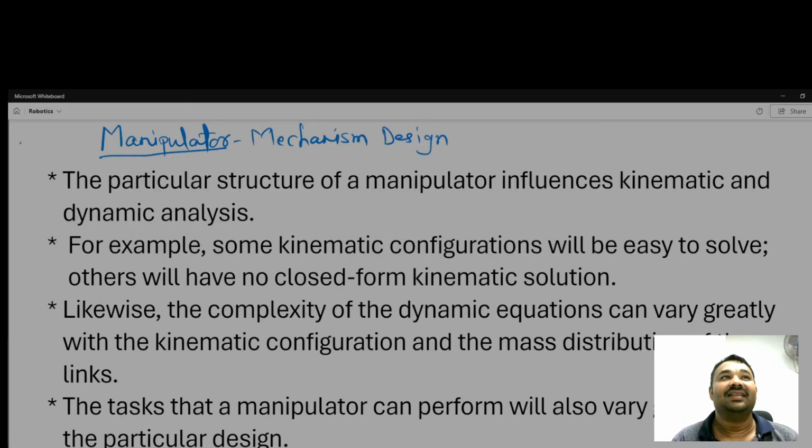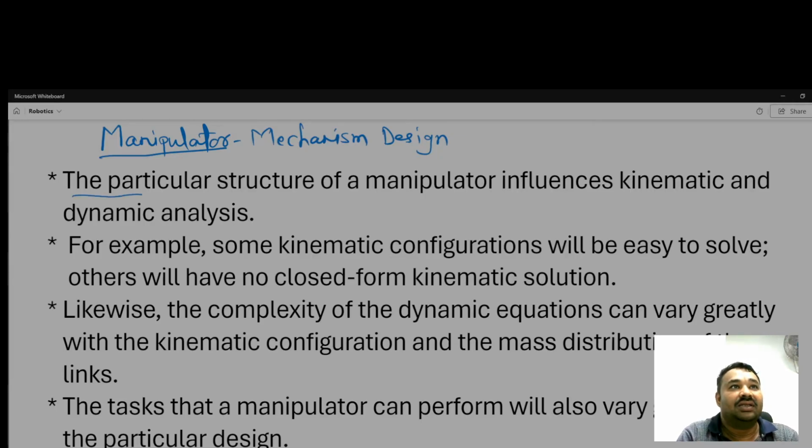So once again, manipulator is the mechanical structure of the robot. Okay, and what is a robot? So a robot is a reprogrammable and multifunctional automated machine designed to manipulate things. Okay, now as we are going to talk about the design of the manipulator, let's talk about the first point.